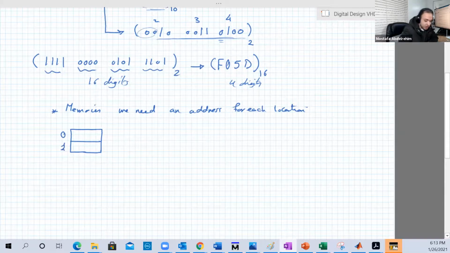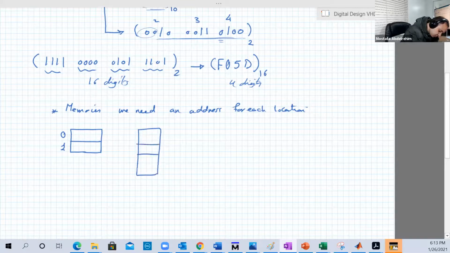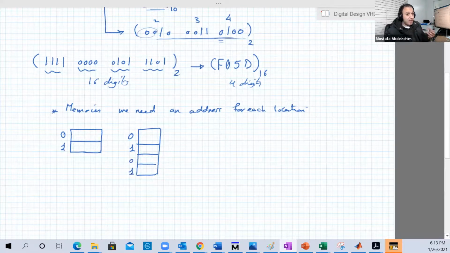How about if we have 4 locations? Can we still use one bit? No, because if I call this 0 and I call this 1, how can I call the third and fourth place? If I call them 0 and 1 again, if I want the value in location 0, should you give me this one or this one? If I want the value in location 1, should I use this one or this one? So we need another bit. So 00, 01, 10, 11, right?